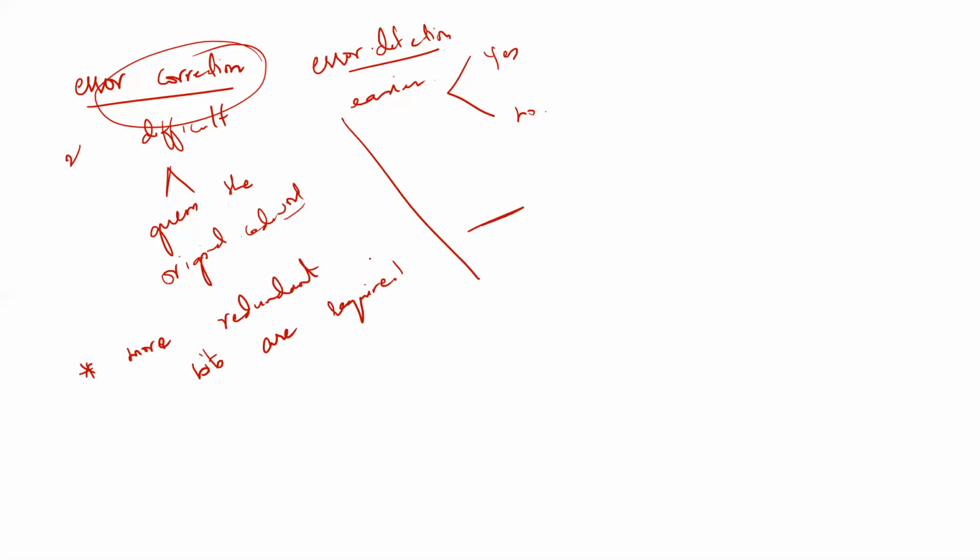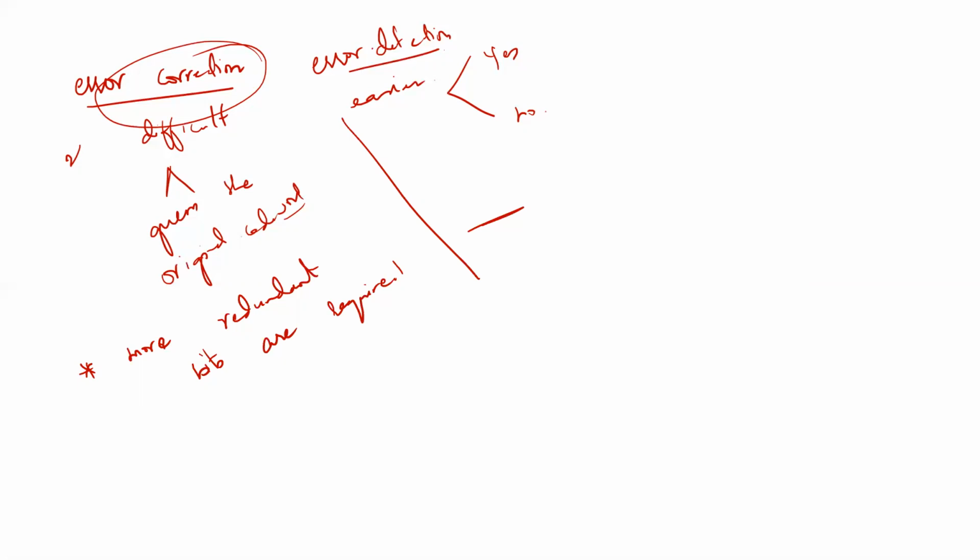So here in block coding, we will see how error correction is done. But I'm saying once again that error correction is more complex. The idea of error correction and detection is the same, but error correction is more complex when compared to error detection.